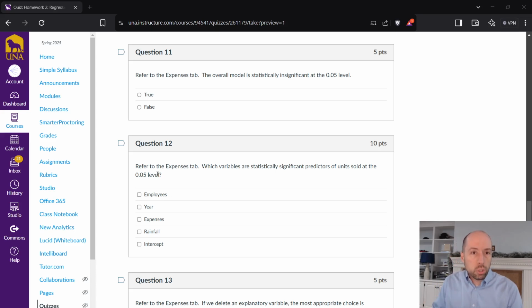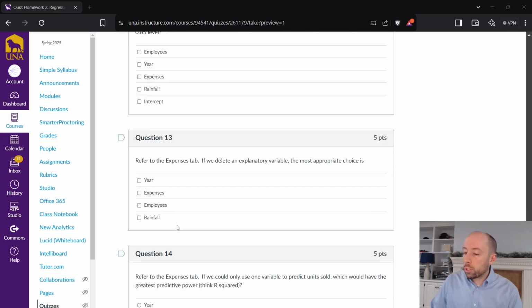We can also do a test for whether the intercept is statistically significantly different from zero, meaning we need an intercept. So I've had people ask me whether they should consider the intercept, and yes, of course you can. It's very rare to estimate a regression model and truly believe that it should not have an intercept, but we can treat it the same as the other variables for purposes of discerning whether it's statistically significant. Refer to the expenses tab.